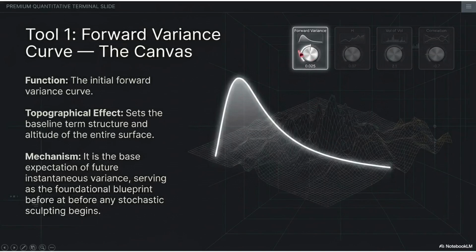So, starting with the first one, the forward variance, which serves as our canvas. Its function is to represent the initial forward variance curve. Topographically, it sets the baseline term structure and altitude of the entire surface. Its mechanism acts as the base expectation of future instantaneous variance, serving as a foundational blueprint before any stochastic sculpting begins.